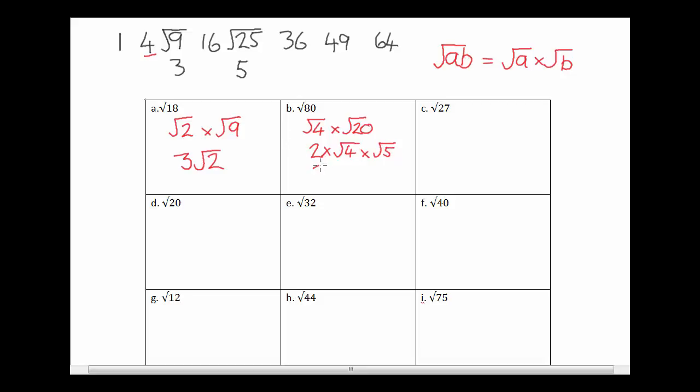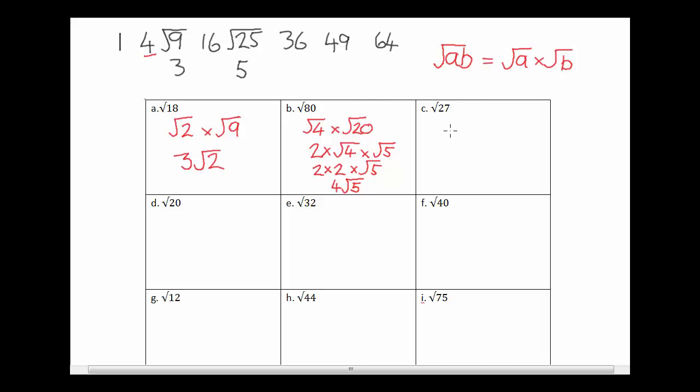So again, we've still got the 2 from the previous one. Square root of 4 is 2 times the square root of 5. So now, once we've tied it up, 2 times 2 is 4, and then that's root 5. So your answer will be 4 root 5. So sometimes once you find the factors, you can factorise one of the other factors.